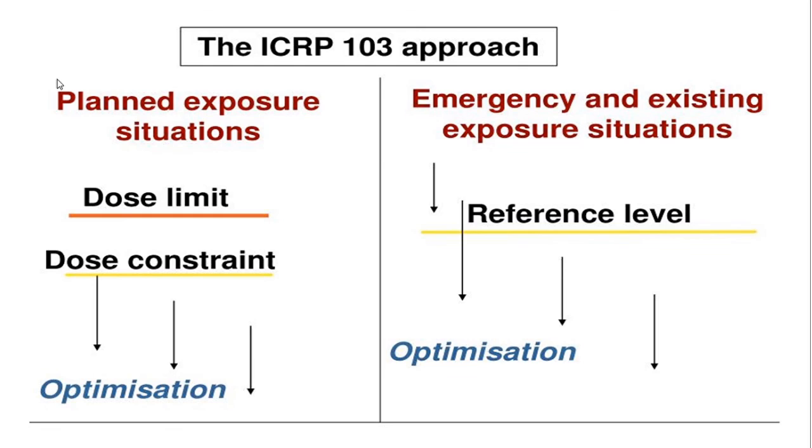Here we have the ICRP approach. On the right we have the emergency and existing exposure situations. First we have the reference level to guarantee the optimization, and on the left we have the planned exposure situation. First we have the dose limit, then the dose constraint to guarantee the optimization.